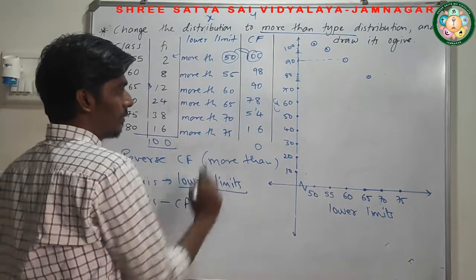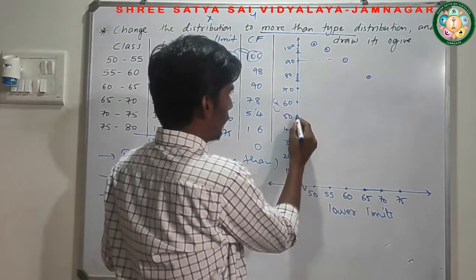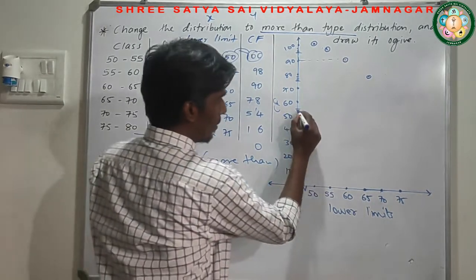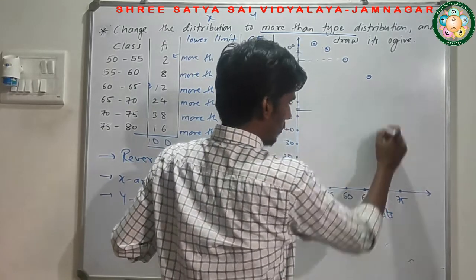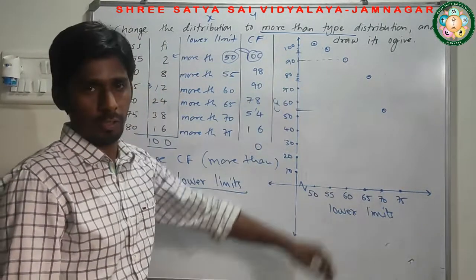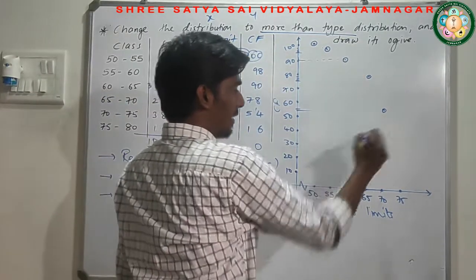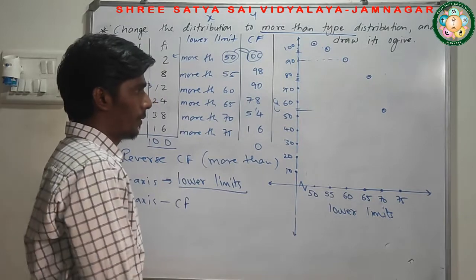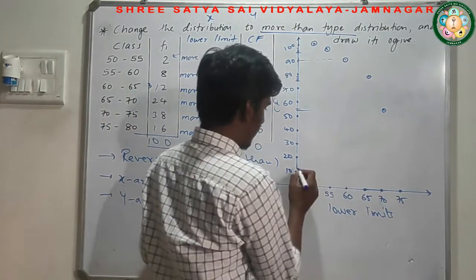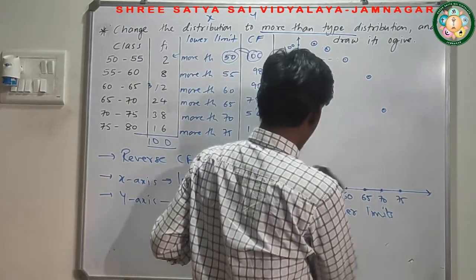Then 70, 54. 54 means this is 55, and below the line this is 54, 70. It will be quite easier to plot on graph paper, as I've got a plain board and I'm not getting the lines which you would get on graph paper. The last one is 75 and 16. 16 means this is 15, and above the line it's 16.